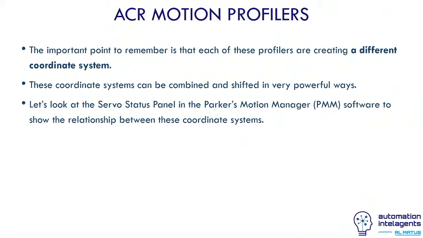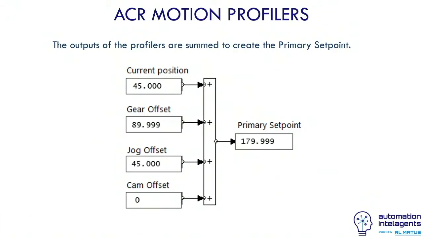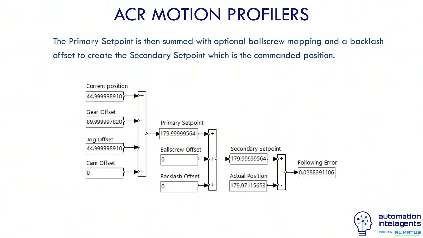Let's look at a Servo status panel in the Parker Motion Manager software to show the relationship between these coordinate systems. In the first portion of the status panel, you'll see the four motion profile registers are combined to create the primary set point. The primary set point is then summed with optional ball screw mapping and a backlash offset to create the secondary set point, which is the commanded position. And you can see here that when you subtract the actual position from it, you get the following error.